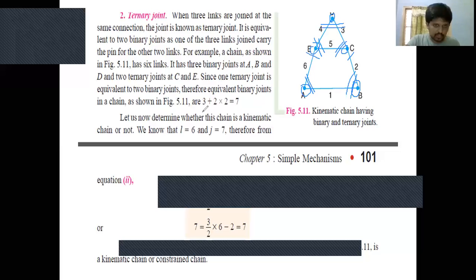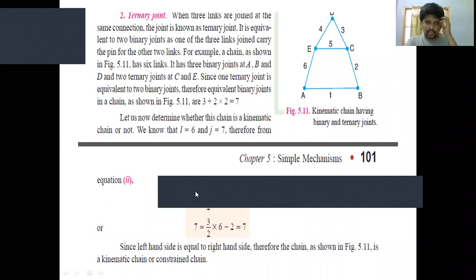So we have 3 binary joints, plus ternary joints. One ternary joint is equal to 2 binary joints. Remember, once again I'm explaining, one ternary joint is equal to 2 binary joints. As we have 2 ternary joints, E and C, we multiply 2 into 2, so we have 4, and 3 plus 4 gives 7. So the number of joints here is 7, but the links are 6. Substituting in the equation, you will have 7 is equal to 7. That means LHS is equal to RHS, so you have 1 degree of freedom. I think you got it.